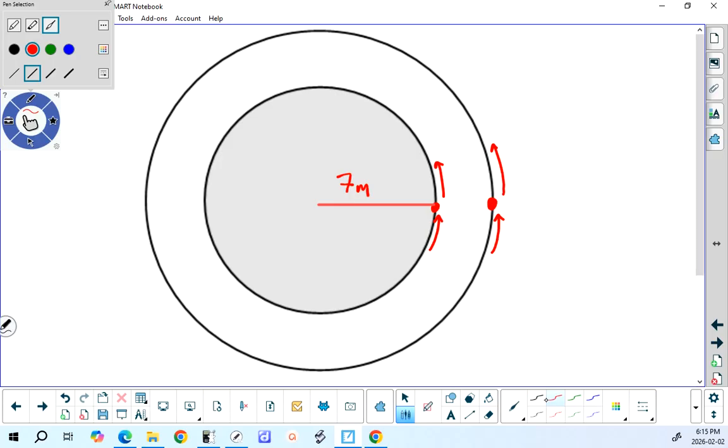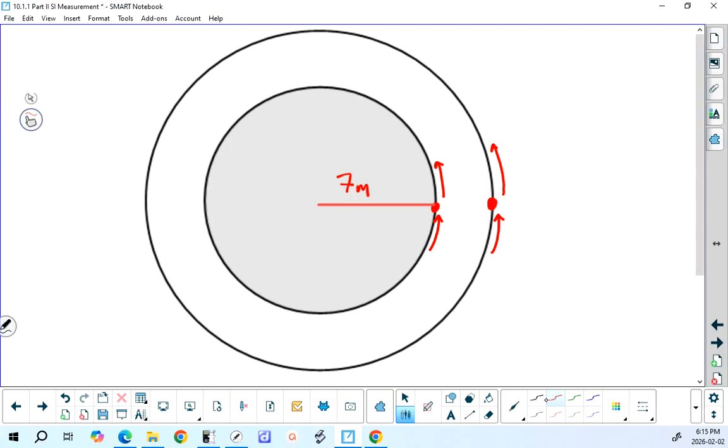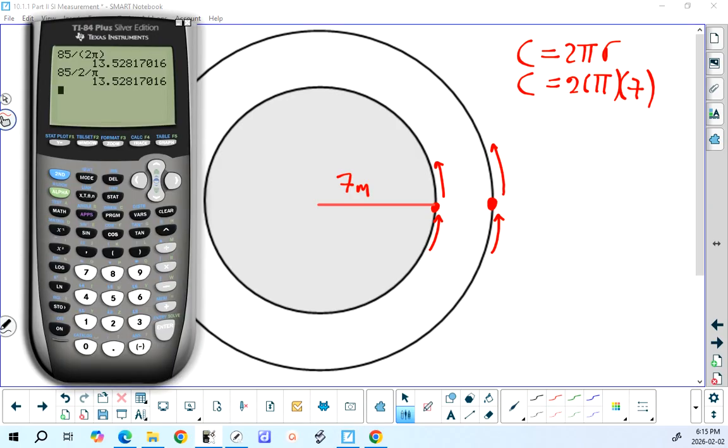Well, what that means is we can find the circumference of the small circle. That is easy. The circumference is equal to 2 times pi times r. So for the small circle, the circumference will be 2 times pi times 7. Now we can calculate that. As I said, it's pretty easy. 2 pi times 7. The child that walks around the smaller circle walks about 44 meters, 43.98 meters.